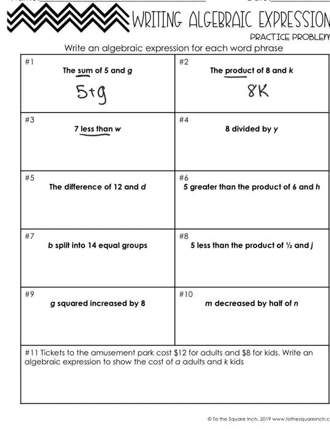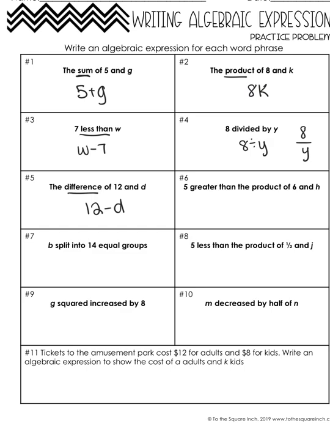7 less than W. That less than, remember, is a switch phrase. So while 7 came first in the word phrase, I'm going to switch it when I write my algebraic expression. 7 less than w, so w minus 7. 8 divided by y. You can write it like this, but more often than not, you're going to see division represented by a fraction. So it'll be 8 over y is 8 divided by y. The difference of 12 and d, difference is subtraction, 12 minus d.